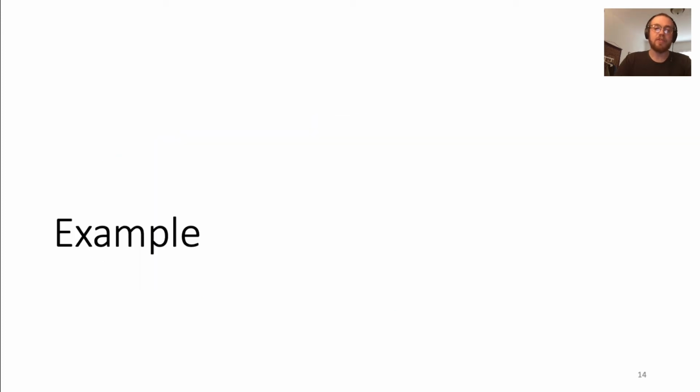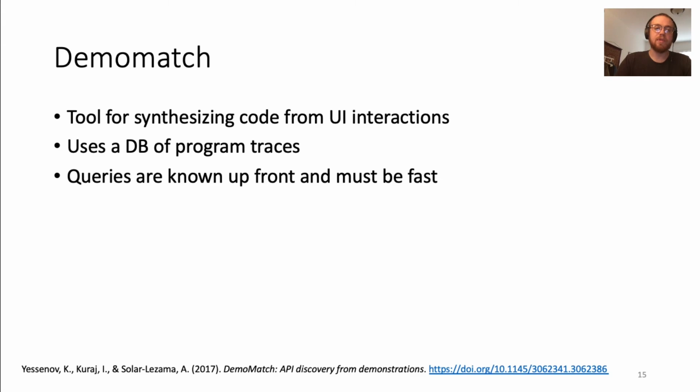Now we'll walk through an example. This example is drawn from a tool that my group has developed called Demomatch. Demomatch is a tool for synthesizing code from user interface interactions. It relies on a large database of pre-collected program traces. So these are traces of function calls inside a program. And the queries that the tool makes over this database are known ahead of time.